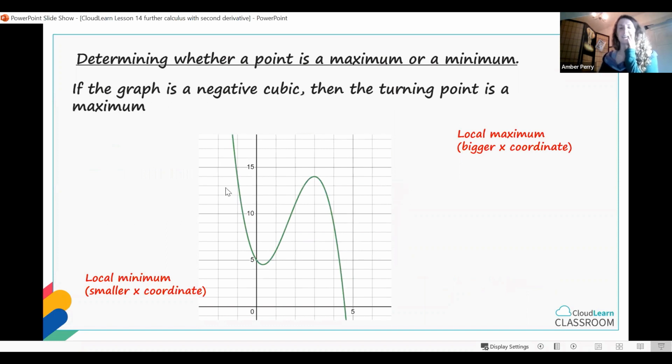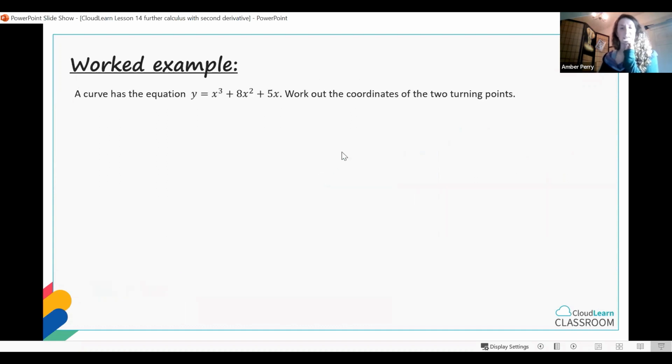If the graph is a negative cubic, that's a picture of a negative cubic graph, then the first turning point is a minimum here, and then the next turning point is a maximum there, okay? So this is your local minimum, followed by your local maximum. So the smaller x coordinate is the minimum and the bigger x coordinate is the maximum. That's a better graph for you to look at. Okay.